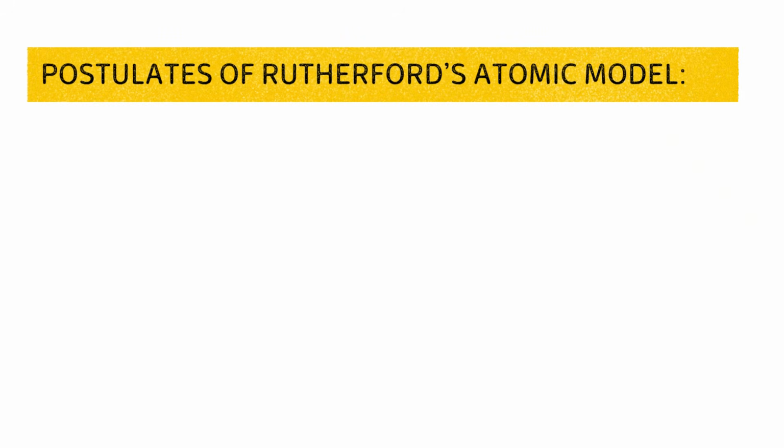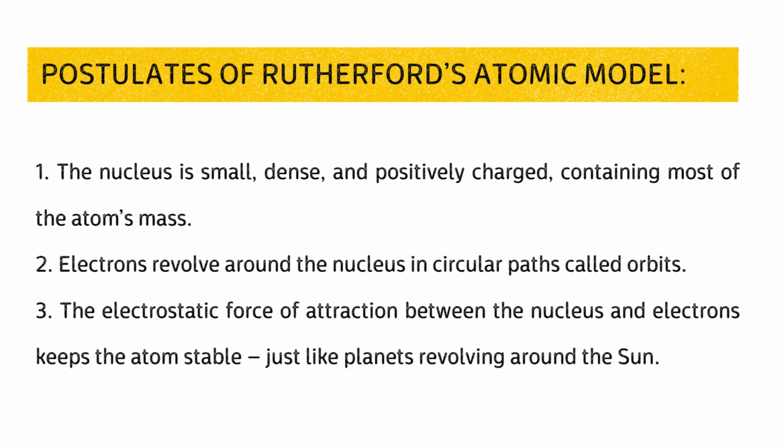From these observations, Rutherford proposed his atomic model. First, the nucleus is small, dense, and positively charged, containing most of the atom's mass. Second, electrons revolve around the nucleus in circular paths called orbits. Third, the electrostatic force of attraction between the nucleus and electrons keeps the atom stable, just like planets revolving around the sun.